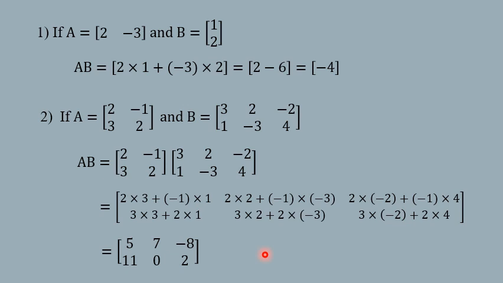So just revise all these points, okay, and do practice on addition, subtraction, scalar multiplication and matrix multiplication.